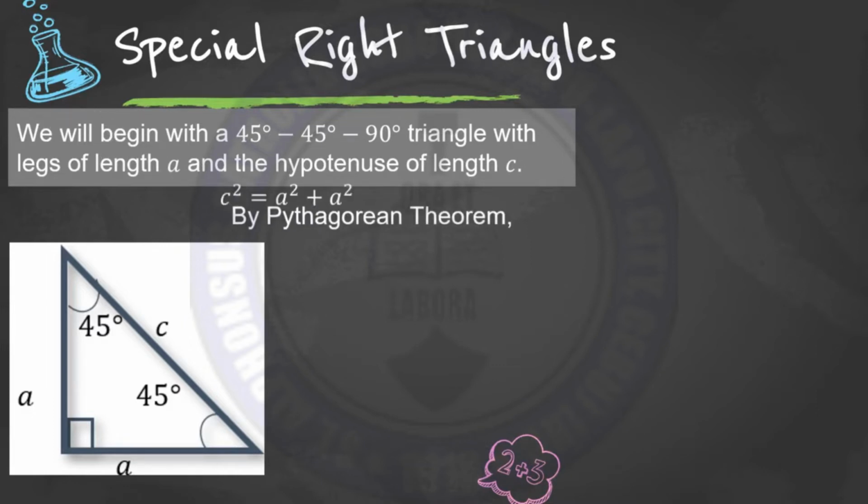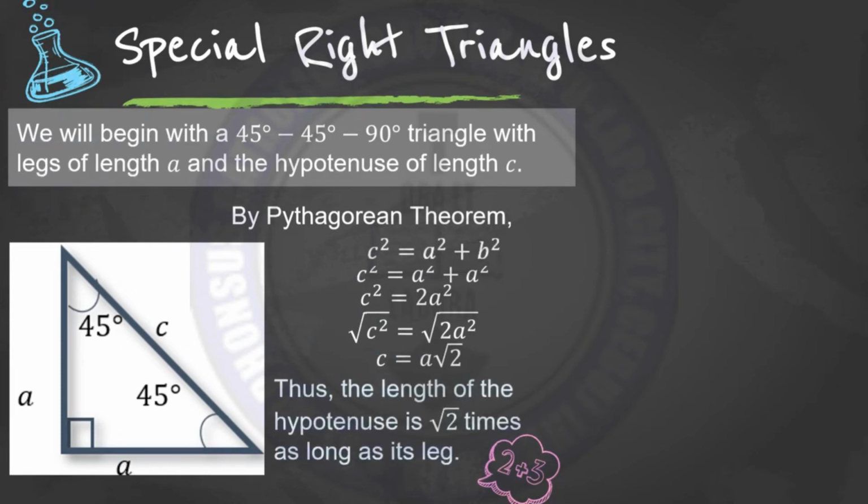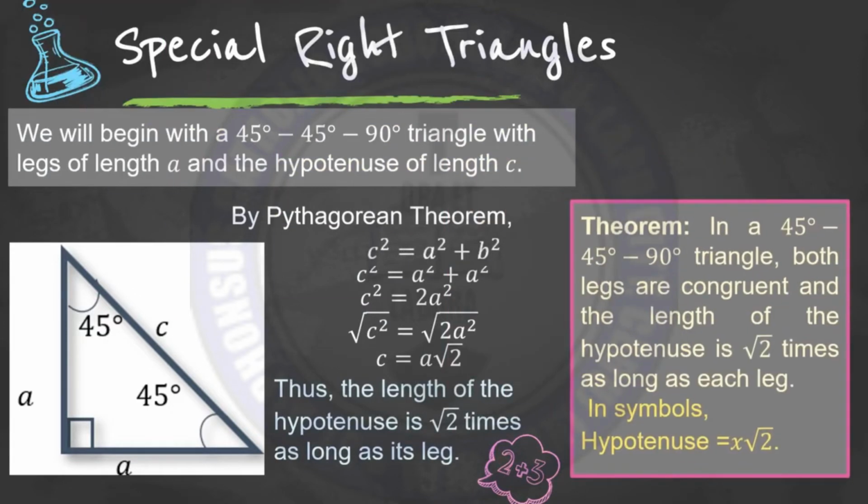By the Pythagorean theorem, c squared equals a squared plus a squared, since both legs measure the length of a. Simplifying this, you get c squared equals 2a squared. Then, extracting square roots on both sides of the equation, you get c equals a square root of 2. Thus, the length of the hypotenuse is square root of 2 times as long as its leg.